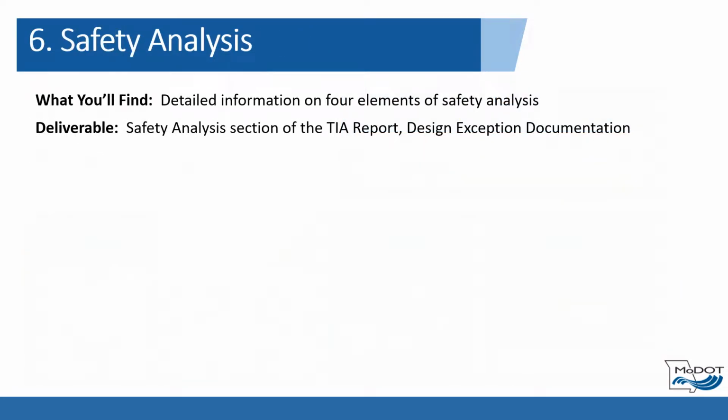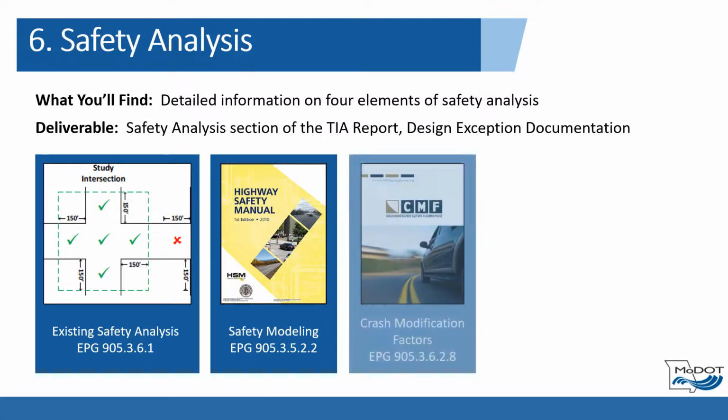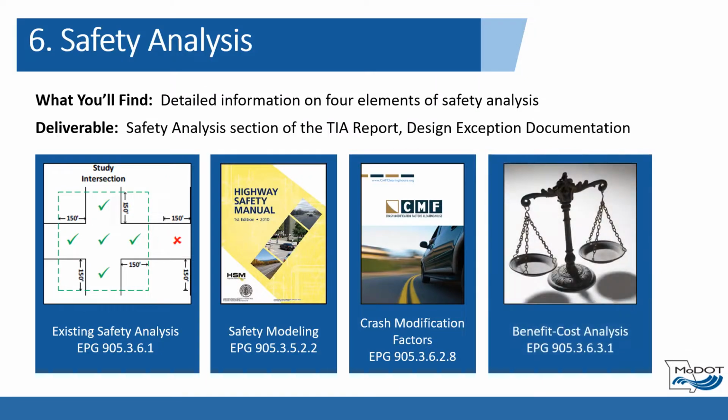Chapter 6, Safety Analysis, describes the types of safety analyses and defines when it is appropriate to include specific safety analysis components in a transportation project. This section includes detailed information on 4 elements of safety analysis. They are existing safety analysis, safety modeling, which focuses on predictive crash analysis, crash modification factors, or CMFs, and benefit cost analysis, or BCA. There is a training video available for each of these topics.